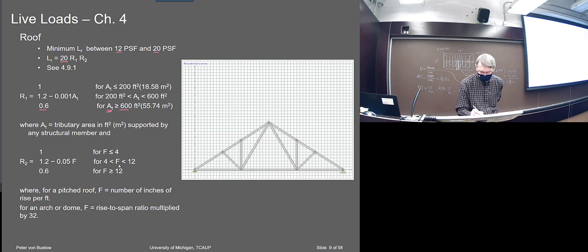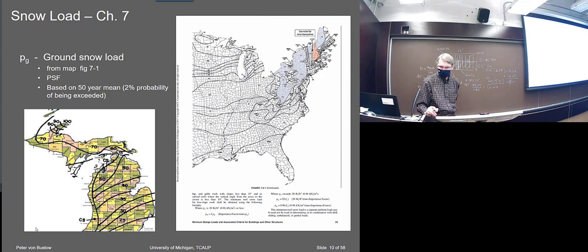And the slope in terms of the rise, number of inches per foot. So this is inches, like it says here, inches per foot rise. So as it gets steeper, again, you could have a maximum of a 40% reduction, right? Okay, so you put those factors on, and that gives you then the roof load.